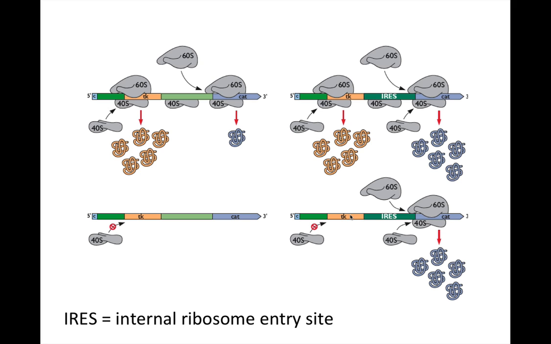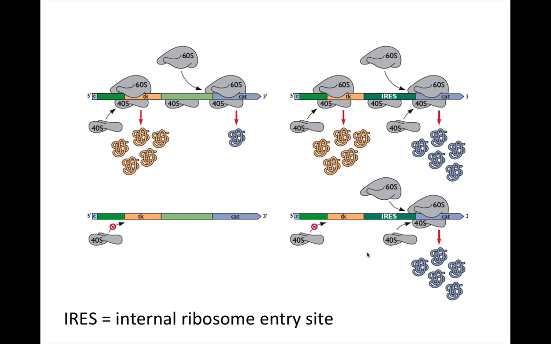And again, the TK gene is not translated because the ribosomes cannot bind the cap because of the polio-infected alteration, which we'll talk about a bit later. So this established that this sequence from the polio genome could lead to internal ribosome entry.